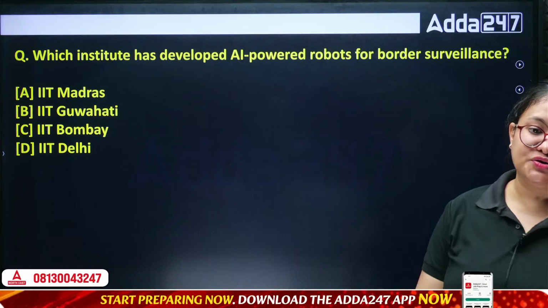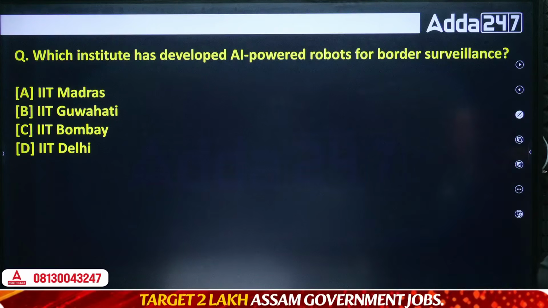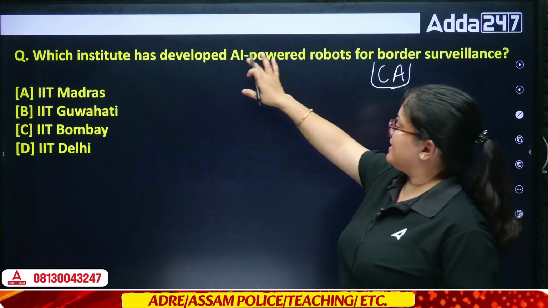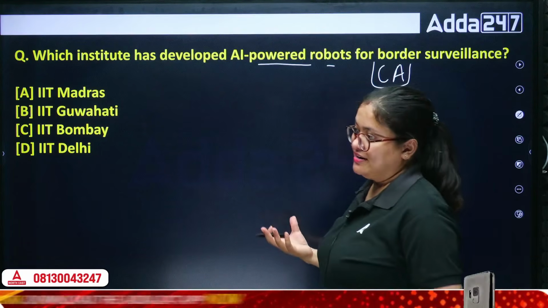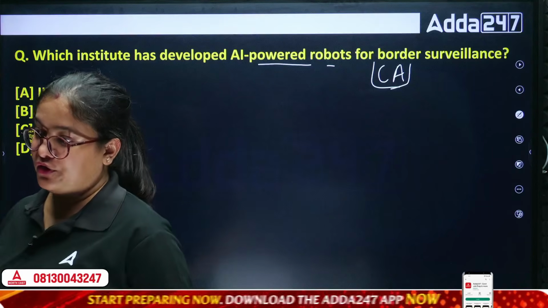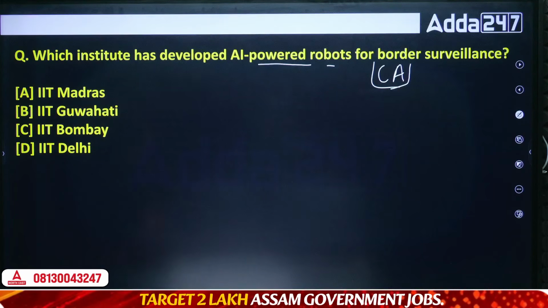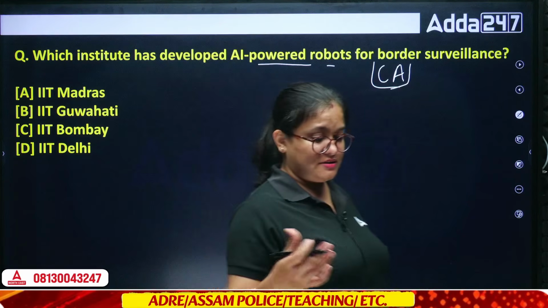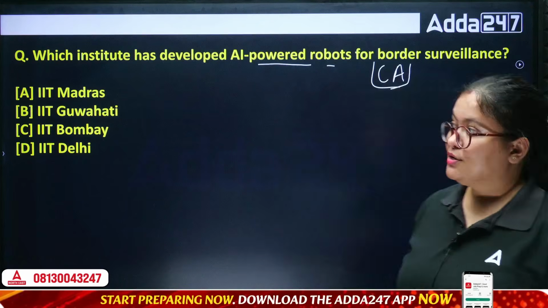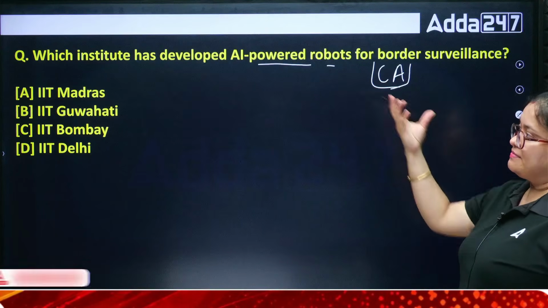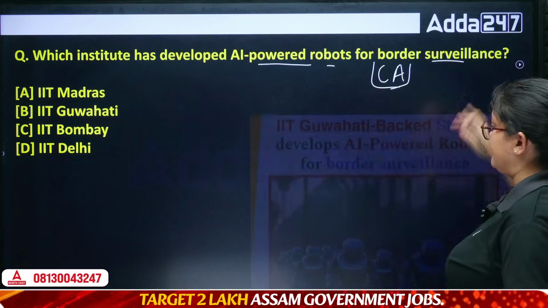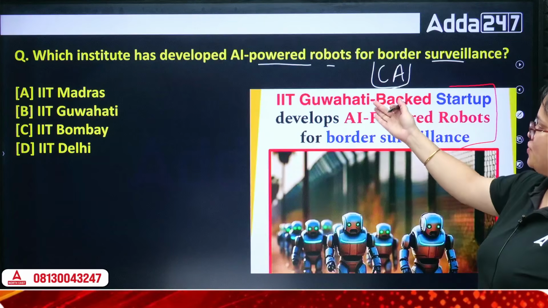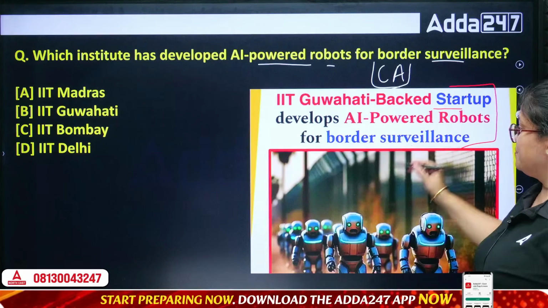So the next question is, which institute has developed an AI powered robot for border surveillance? This is a recent current affair of technology again. Whenever we talk about AI powered robots for border surveillance, it will be mainly for our border posts or for defense. Whenever we talk about India's bordering countries, Bangladesh or Pakistan, they are mainly deployed in such places. So for border surveillance, it is IIT Guwahati. This is a recent technology question. An IIT Guwahati backed startup developed an AI powered robot for border surveillance.